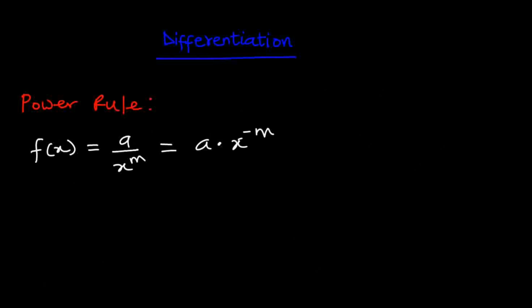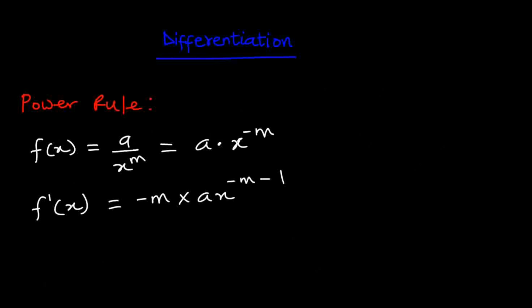In that case, you see that the function has a negative exponent. Now let's look at how you are going to apply the power rule to this kind of function. It is the same as the previous one that we did. So the derivative of this function, f prime of x, is equal to minus n multiplying a x to the power minus n minus 1. So this will be the general formula if you want to apply the power rule to a function that has a negative power.